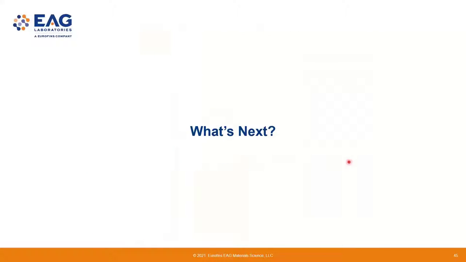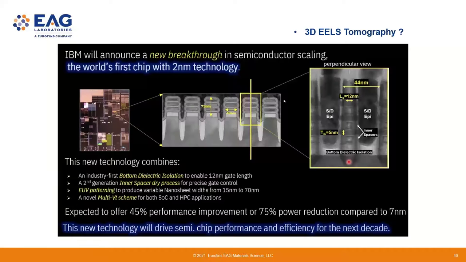So what is next, right? Everybody wants more and more gigabytes and a faster processor. This is actually pretty much fresh news. IBM just announced 2 nanometer technology for the future logic device, right? So they have a very, very complicated structure.